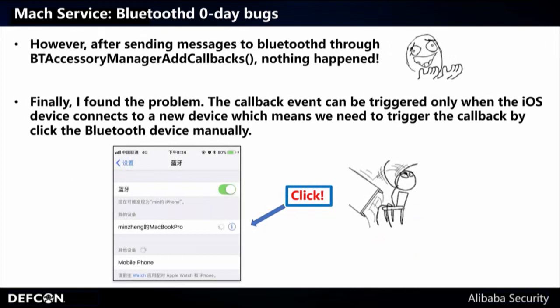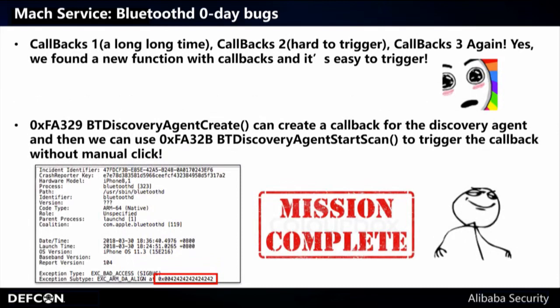However, after sending messages to that function, nothing happened. What's wrong? Finally, I found the problem. The callback event can be triggered only when the iOS device connects to a new device, which means we need to trigger the callback by clicking the Bluetooth item manually. This is not a good bug because we need to do something on the device manually. So the first bug takes a very, very long time, and the second bug is very hard to trigger. Can we find a third bug to get callbacks that is easy to trigger?